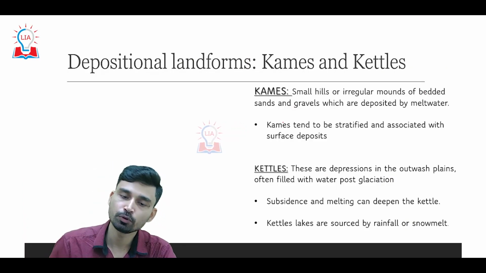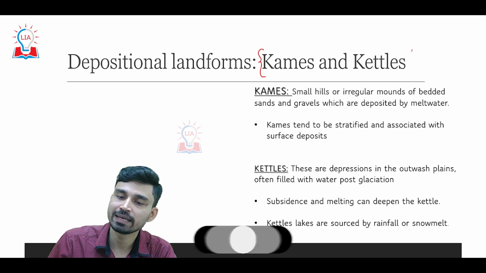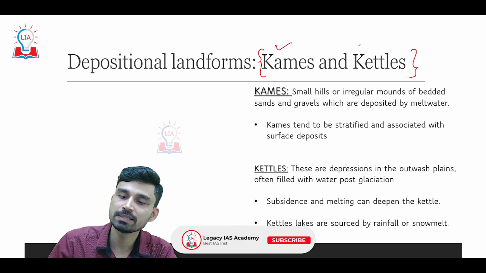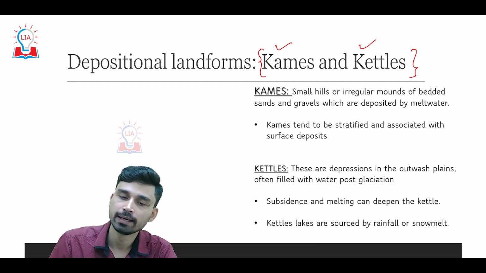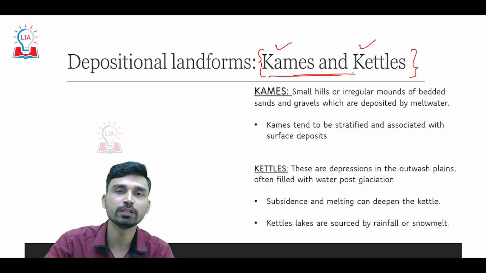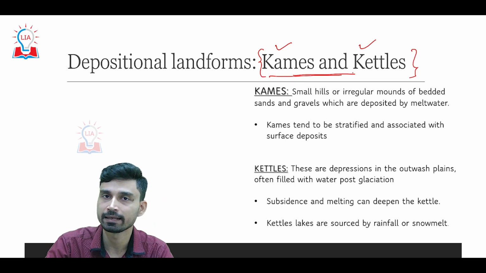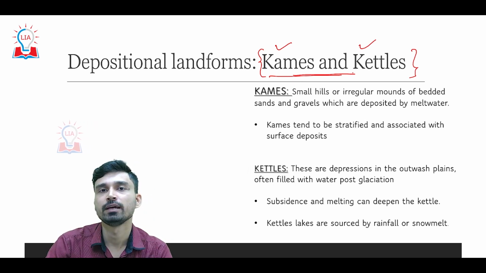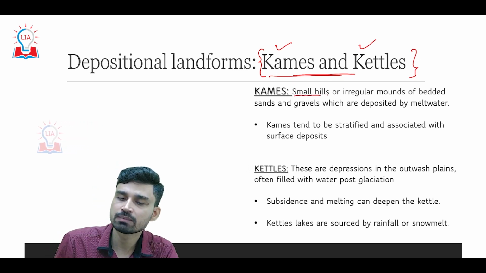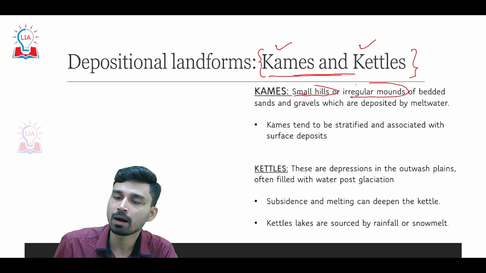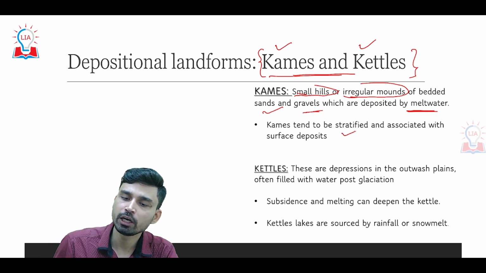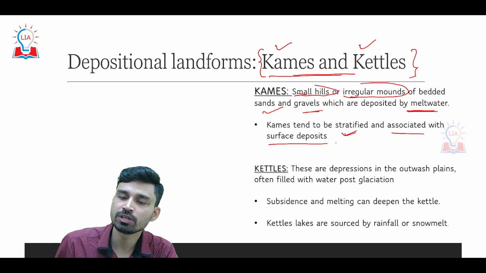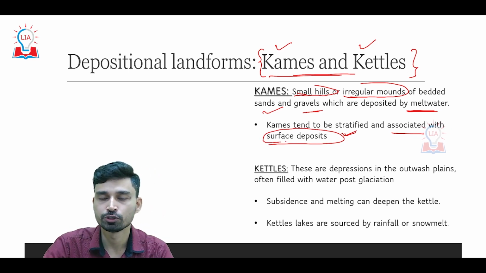Then another interesting topography which developed in the plain region due to glacial movement is what we can refer to as Kames and Kettles. Since both Kames and Kettles are found adjacent to each other, the entire topography many times is also referred to by geologists and geographers as Kames and Kettle topography. So what is a Kame? Kames are nothing but small hills or irregular mounds of bedded sand and gravel which are deposited by the meltwater. Kames, however, tend to be stratified and generally associated with surface deposits.